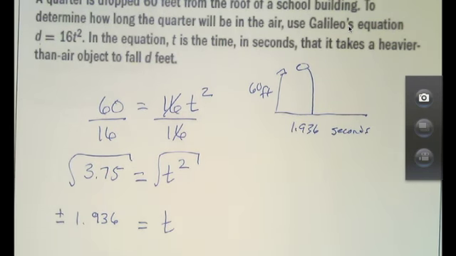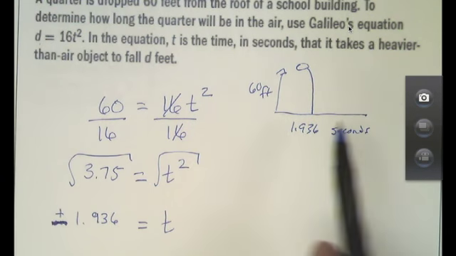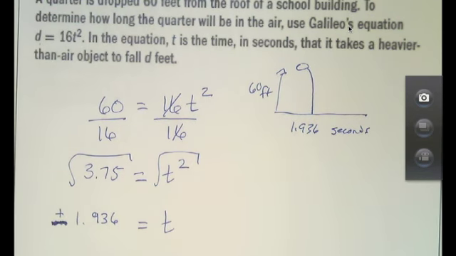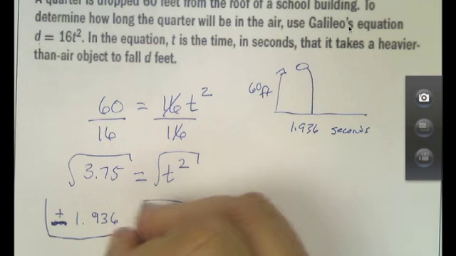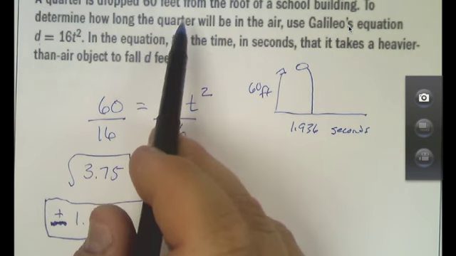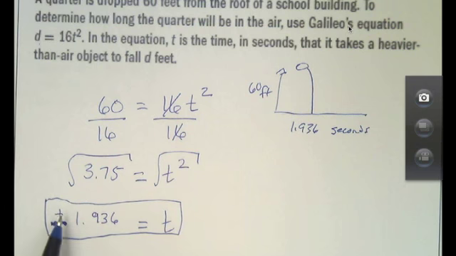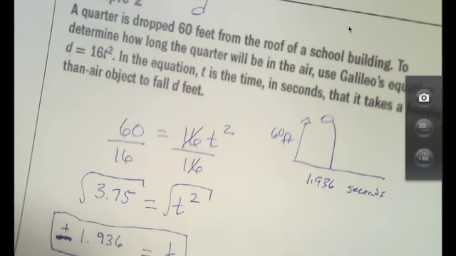Okay? Now, should your answer be a negative 1.936 seconds? No. Why shouldn't there be two answers for this problem? Well, you can't have a negative 1.936 seconds. It's always going to be positive. So that's what you have to watch out for. When you have real-world problems, you're normally only going to use the positive answer to your problem.